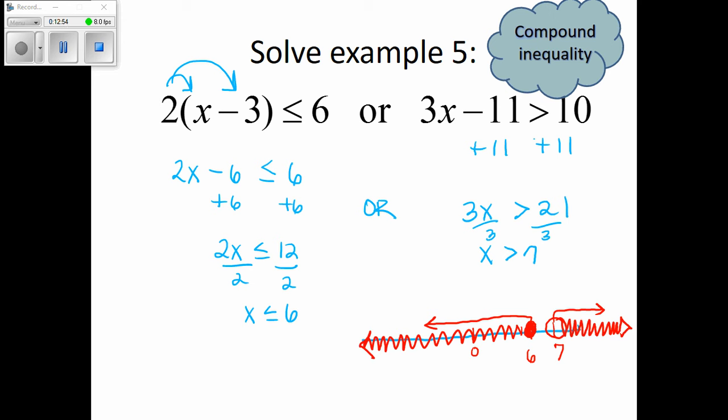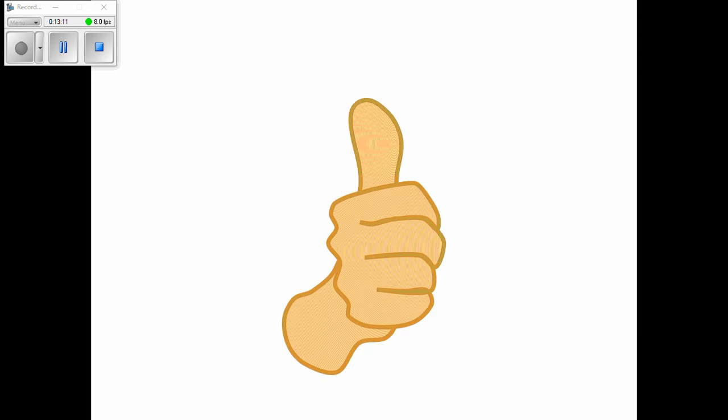So we have solved equations. We've solved inequalities, where it was a regular inequality, a single inequality, and 2 different compound inequalities. And we've sketched the graphs of the solutions of inequalities. That's all I have for you today.